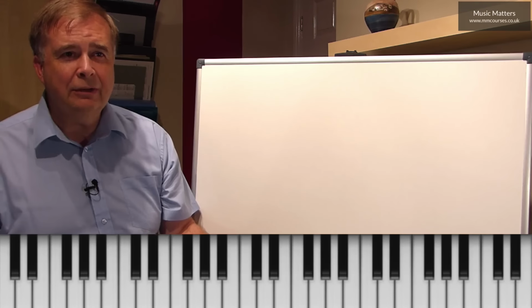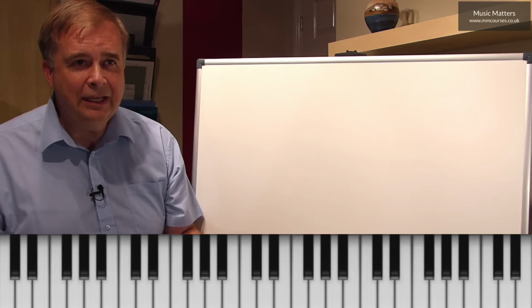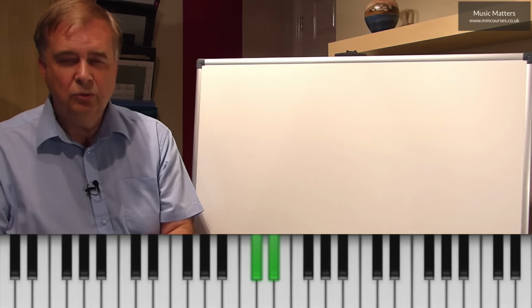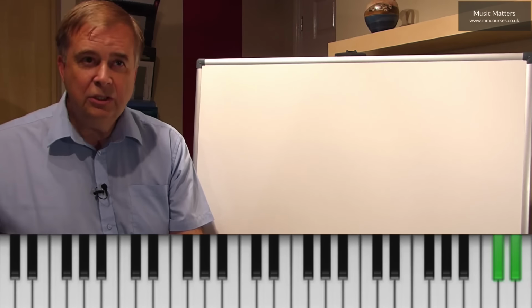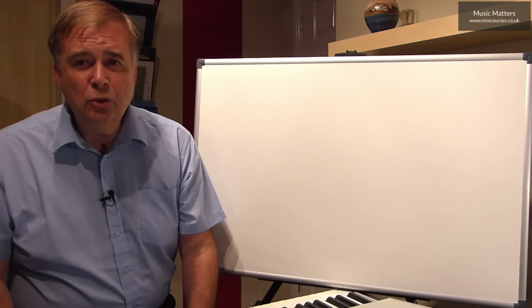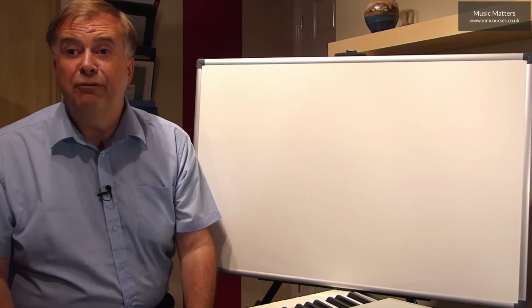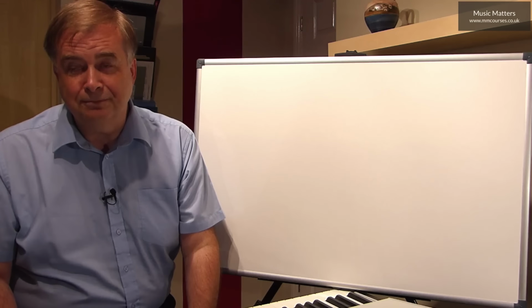If I start down here, I've got 2 black notes together here. I've got 3 together here. 2, 3, 2, 3, 2, 3, 2, and so on. And knowing about the 2s and 3s with the black keys is going to help you find your way around the keyboard and find the notes that you need.